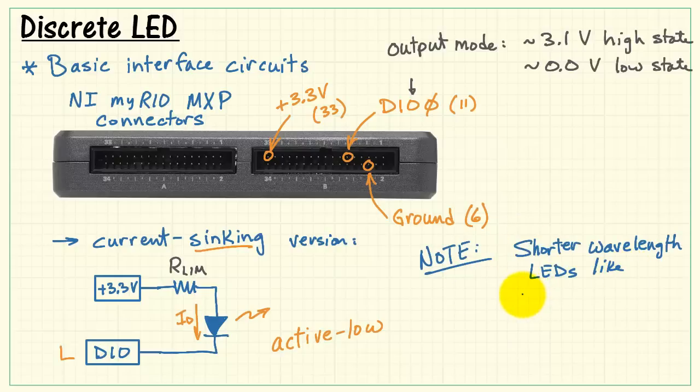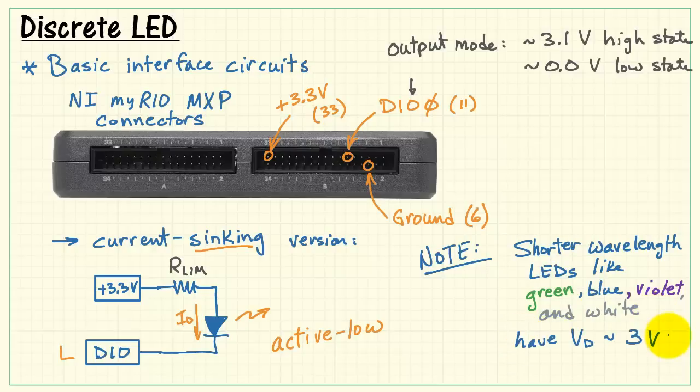Now, shorter wavelength LEDs like green, blue, violet, and white have a voltage drop that's higher, more on the order of about 3 volts. And that means you can connect them directly to the DIO, and you can omit the current limiting resistor altogether. Well, hopefully that gives you a better sense of the discrete LED and basic interfacing techniques.